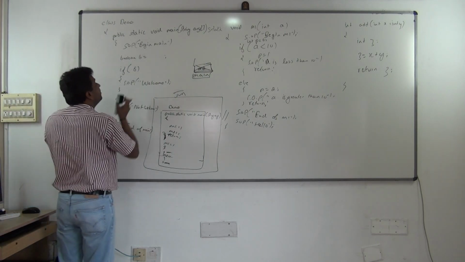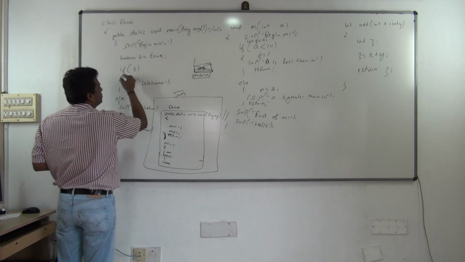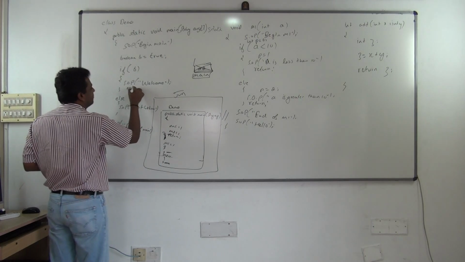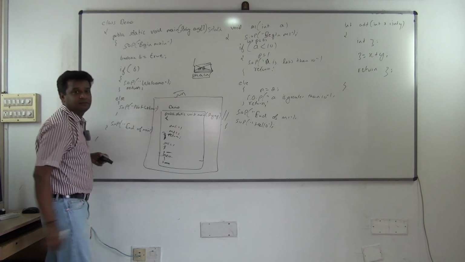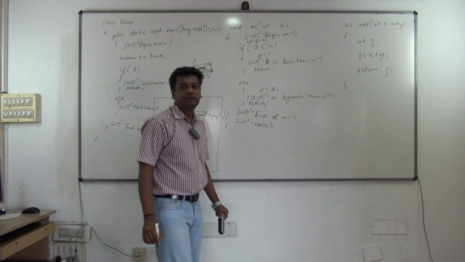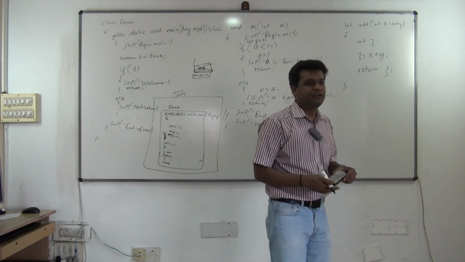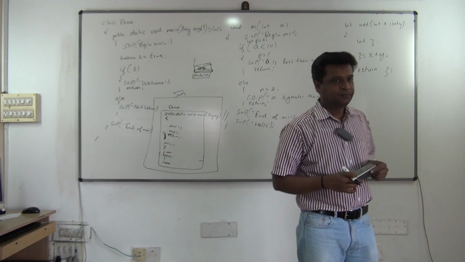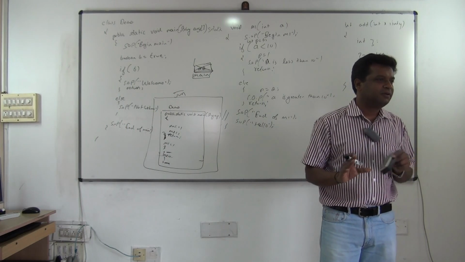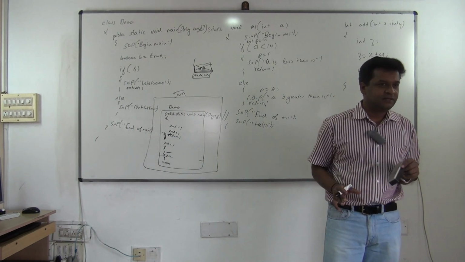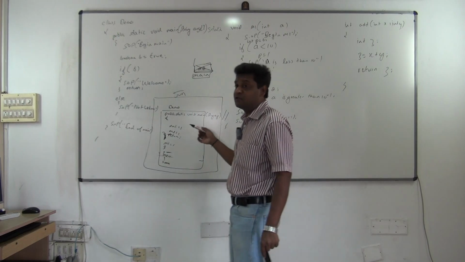So what will I do now? If the condition is true, SOP "welcome", and I will only say what? Return. Void. This is just to understand how they give you tricky questions. It can be twisted. This is a program, but the question can be twisted in many ways. So now the return keyword can be used in any method.